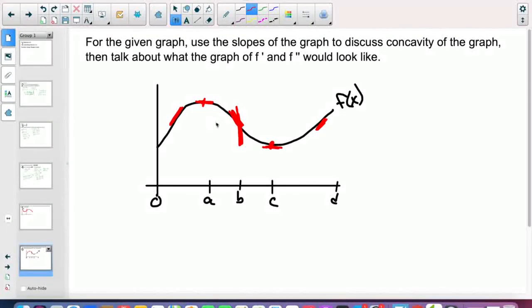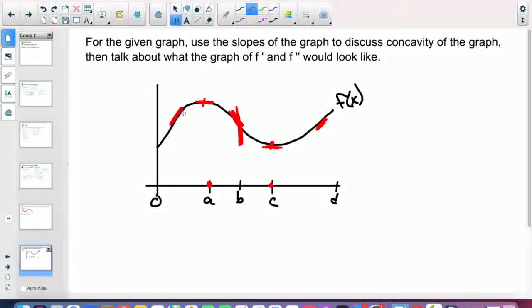Now, what I know about f prime is the slope of the tangent line at A is 0. That means my f prime graph will cross the x-axis at A. The slope of my tangent line at C is also 0, so it's going to cross the x-axis again at C. So for my f prime graph, I need to consider what happens with the slopes and how the slopes are changing on my f of x function.